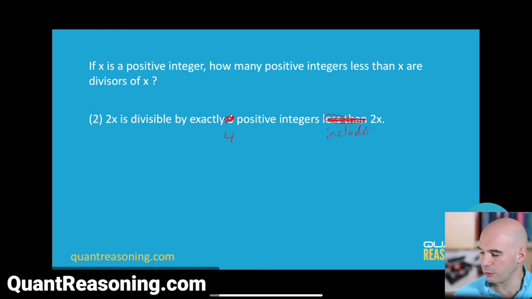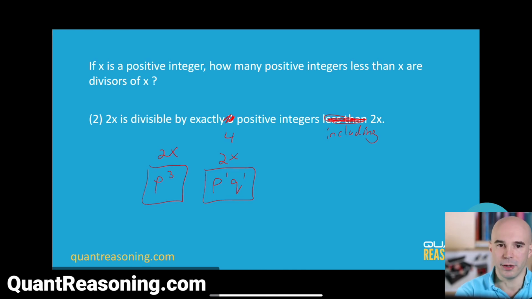So you have to ask yourself, what kind of prime box would have exactly 4 divisors? The easy one to think about is this one. That for sure would have exactly 4 divisors. But yeah, that's another way to get 4. So with 2x, there are actually two different prime boxes that could represent 2x.